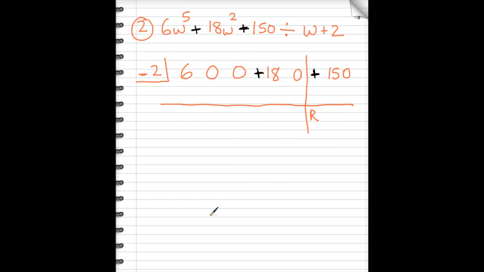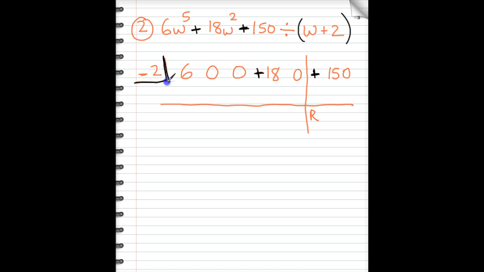In example 2, this problem has specifically been chosen because it illustrates how you handle the descending power of the exponents, and it's very important that you account for all powers, as I'm about to explain. Here we have 6w to the 5th plus 18w squared plus 150 divided by the binomial w plus 2. Now note, the coefficient on w is 1, so that's good, and after that is a plus 2. The opposite of that is minus 2. That's why minus 2 goes in the box like so.